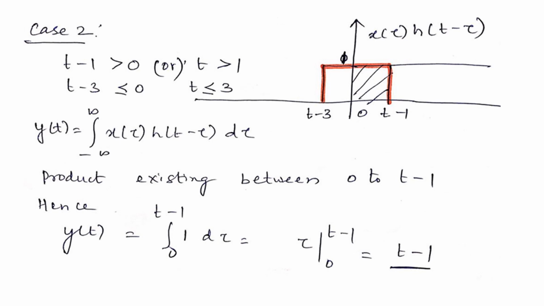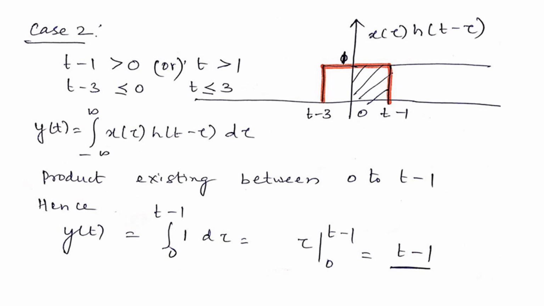Now we have to bother about the product which is existing between 0 to t minus 1. So the product is 0 to t minus 1. The limits changed and of amplitude 1 d tau. On integrating, we will get t minus 1. On substituting the limits, we will get t minus 1 as the answer for the second case, case 2, wherein we have slowly glided the rectangular pulse to the right side.